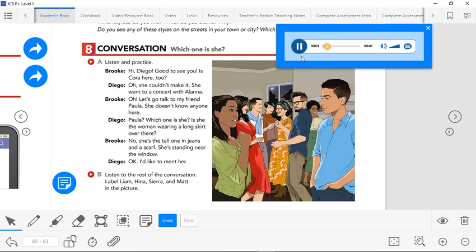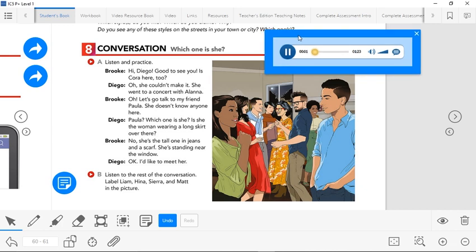Page 61. Exercise 8. Conversation. Which one is she? Part A. Listen and practice. Hi, Diego. Good to see you. Is Cora here too? Oh, she couldn't make it. She went to a concert with Alana. Oh, let's go talk to my friend Paula. She doesn't know anyone here. Paula? Which one is she? Is she the woman wearing a long skirt over there? No, she's the tall one in jeans and a scarf. She's standing near the window.